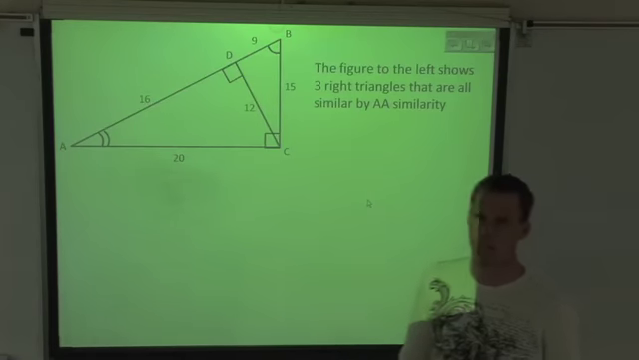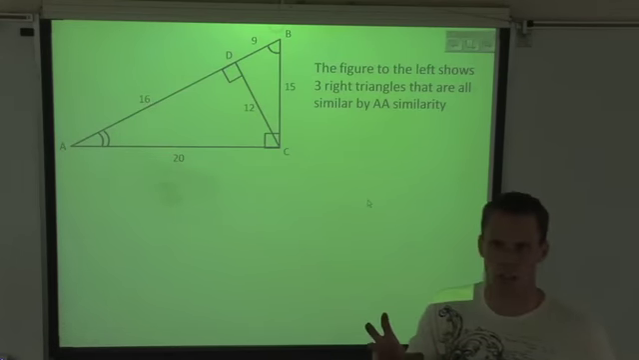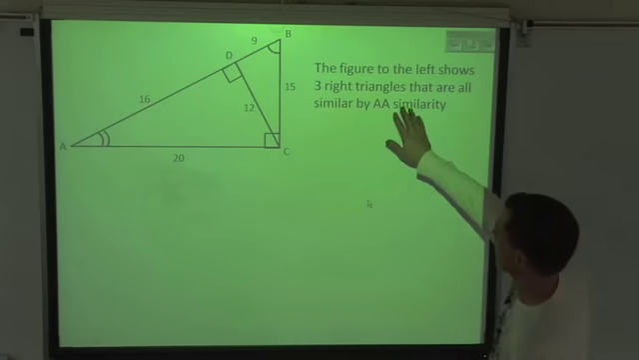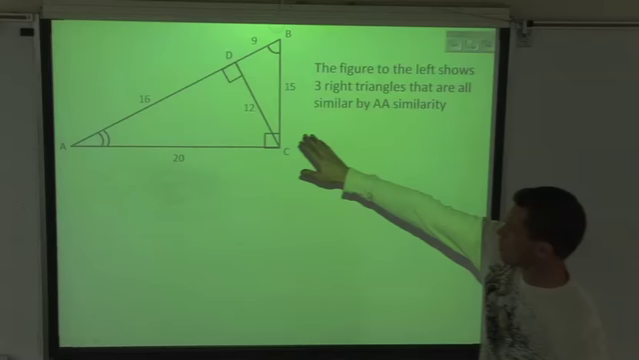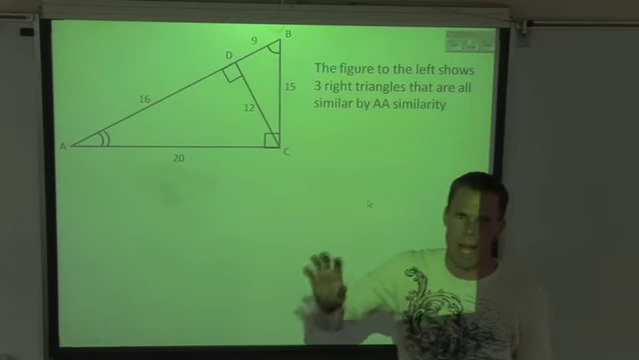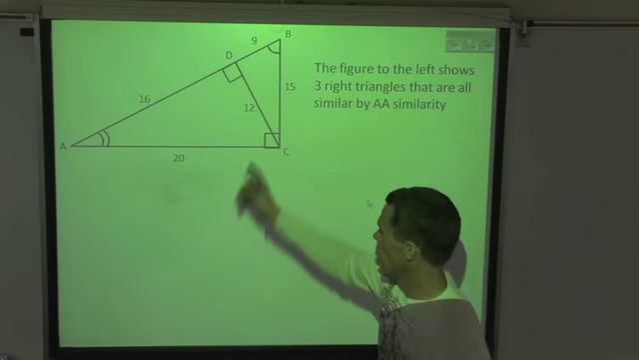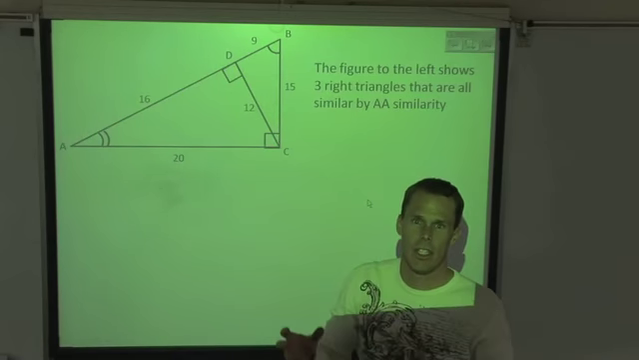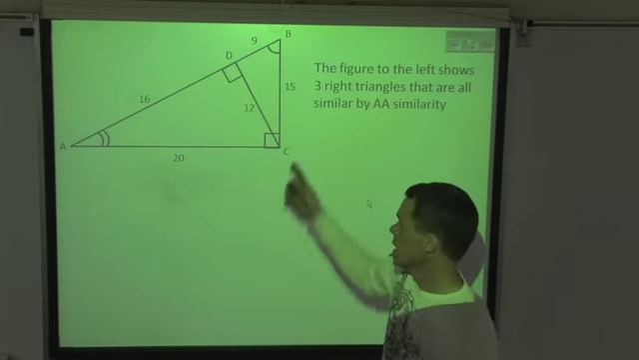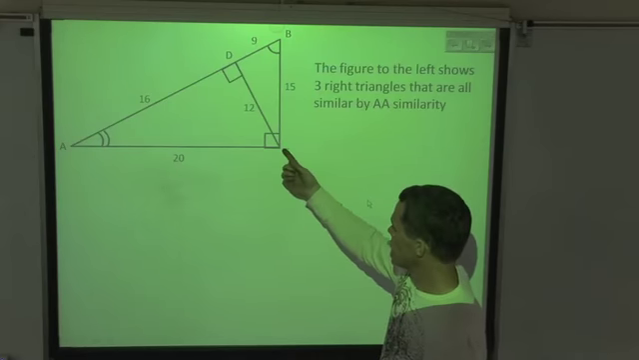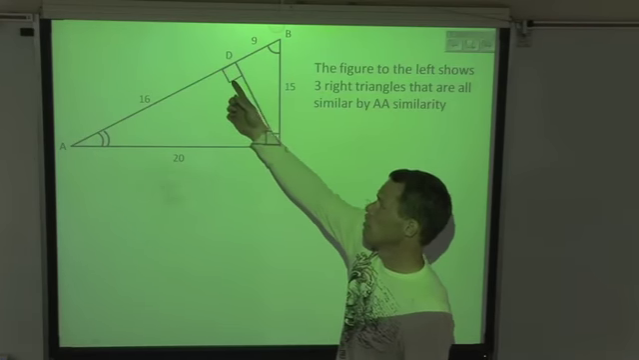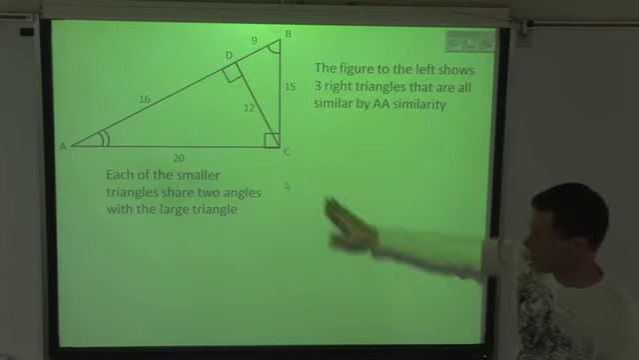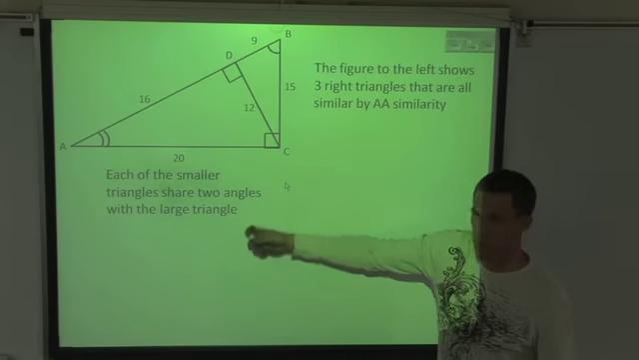Okay, now let's look at right triangle similarity. This is where we'll just get into the lesson of this real quick, and you'll do a lot of problems in class. The figure to the left shows 3 right triangles that are all similar by angle. There's a small triangle, medium, and a big large one. They all share the same angles, but in order to see this, we're going to have to separate them. This line here is an altitude. It must create the 3 right triangles. So, each of the smaller triangles shares 2 angles.